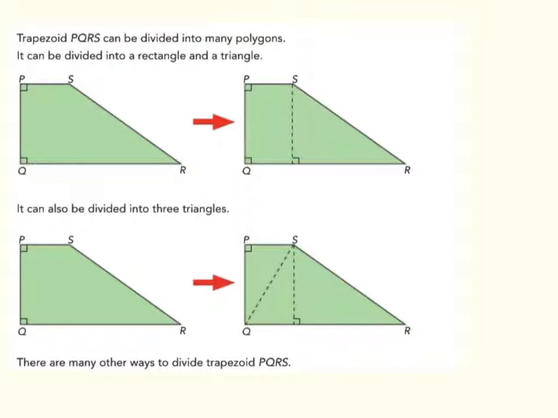Let's begin with this trapezoid, PQRS. We can divide it in many different ways into many polygons. The first way we can divide it is to simply draw a line here and divide it into a rectangle and a triangle. We can also divide it into three triangles by first dividing it into a triangle and a rectangle, and then dividing that rectangle into two equal triangles. There are other ways we could divide this trapezoid as well, but these are the most basic and direct ways. We can then use this information to calculate the area.